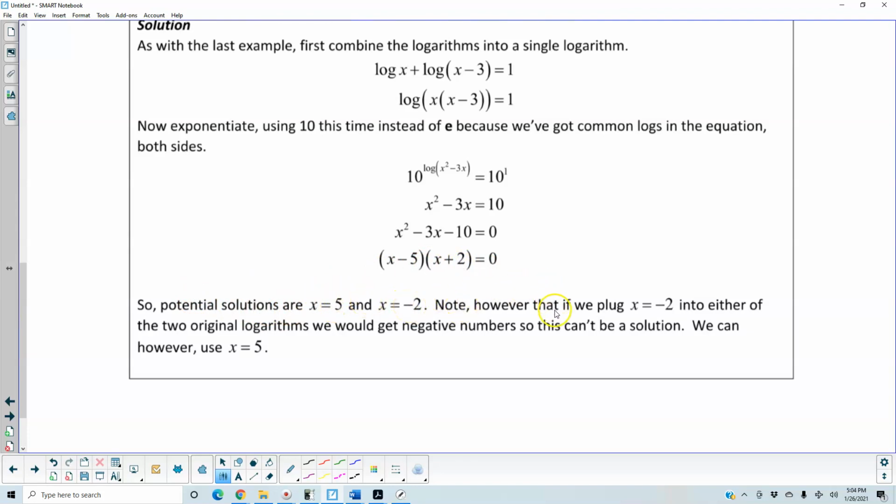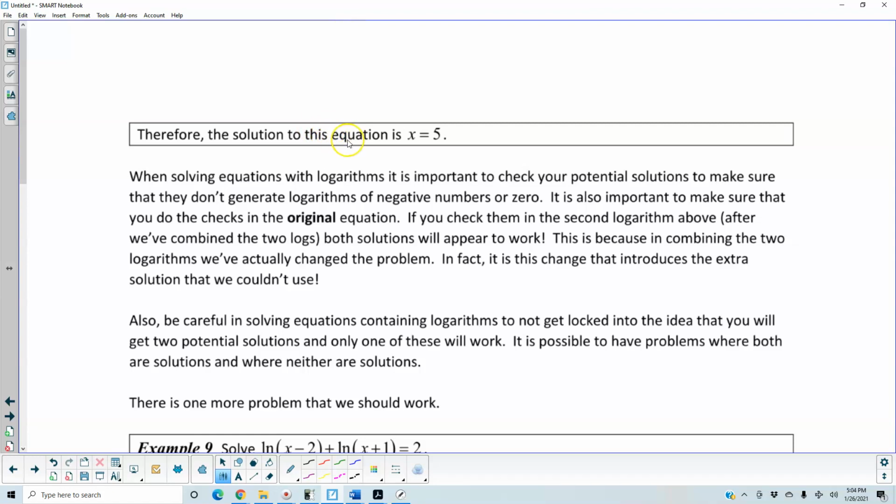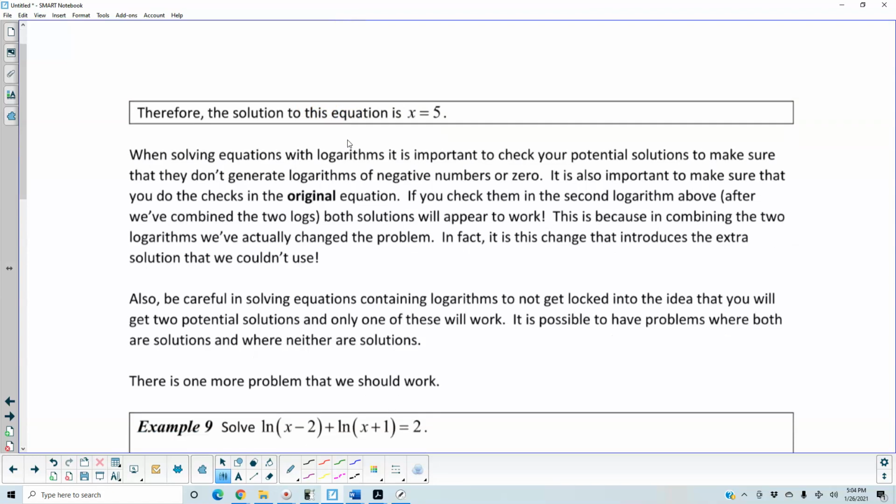Now note, however, that if we plug x = -2 into either of the two original logarithms, we would get negative numbers, so this can't be a solution. We can, however, use x = 5. So again, if we plug in -2, we can't find those logarithms, so 5 is a solution. Therefore, the solution to this equation is x = 5.